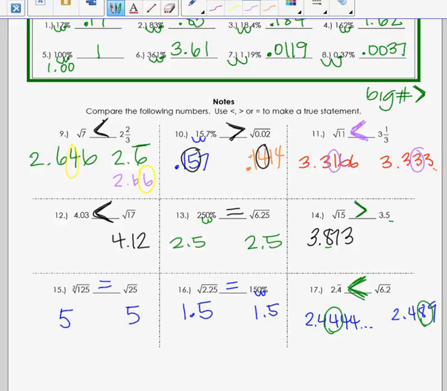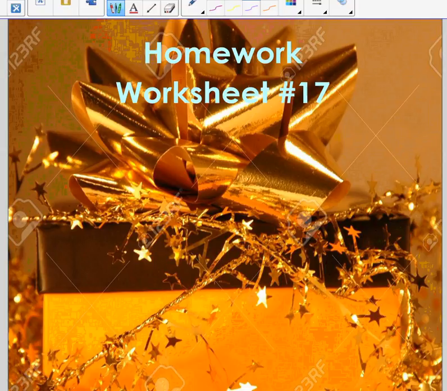Okay, so once you're done, you can show me your notes, and then you'll get your worksheet, and as soon as you're done with your worksheet, you can check it in, and you're done for the day.